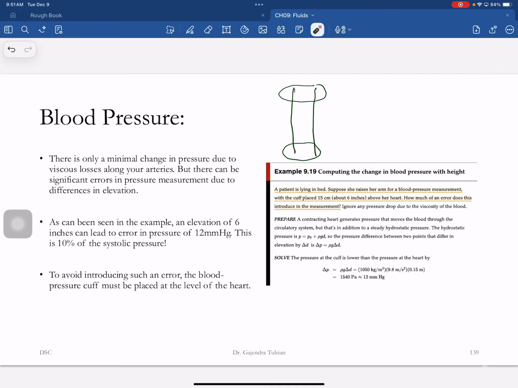So what does that mean? Your brain is about a foot higher than your heart. The blood pressure at the end of the jugular vein is about 24 millimeters of mercury less than at the heart. That's what this problem is saying.